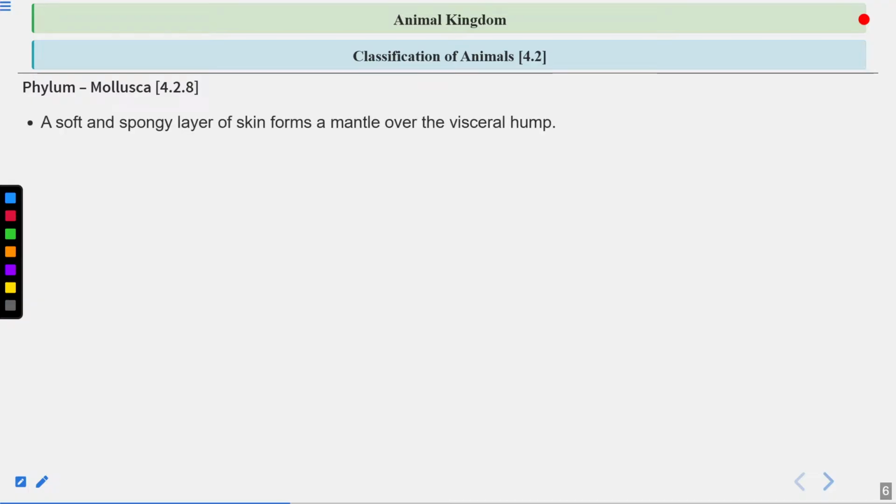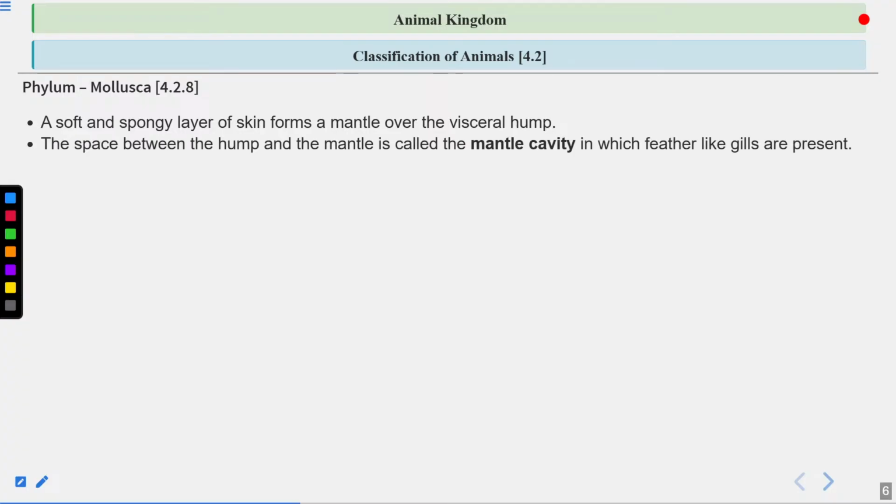Now, a soft and spongy layer of skin forms the mantle over the visceral hump. The space between the hump and the mantle is known as the mantle cavity, in which feather-like gills are present. So again, this is a very important line. They can ask you where the gills are present. First of all, gills are feather-like, and they are present in the mantle cavity. And what is the mantle cavity? The space between the hump and the mantle.